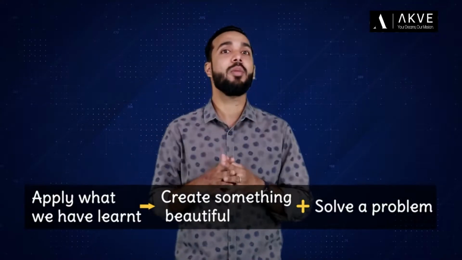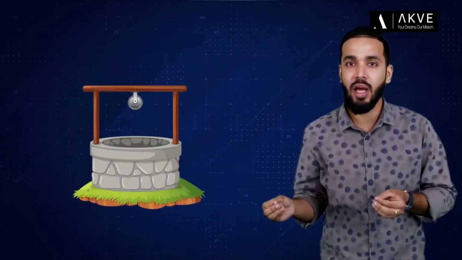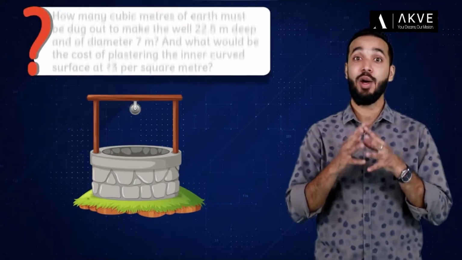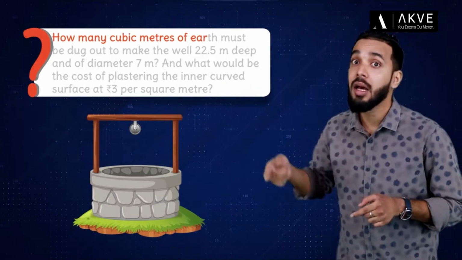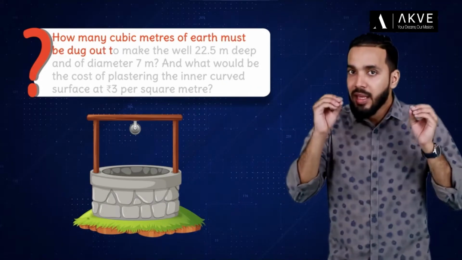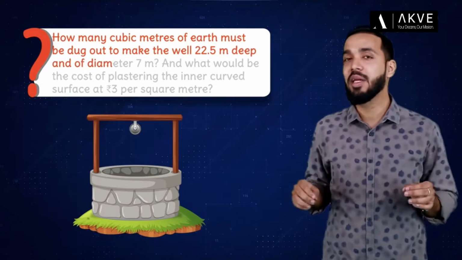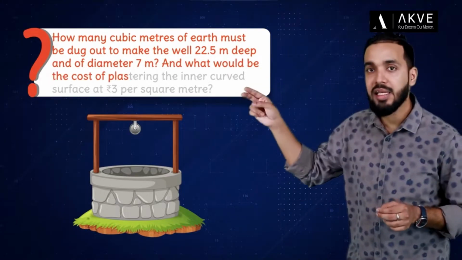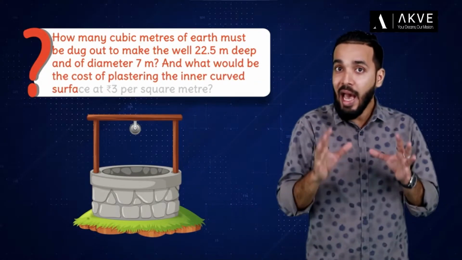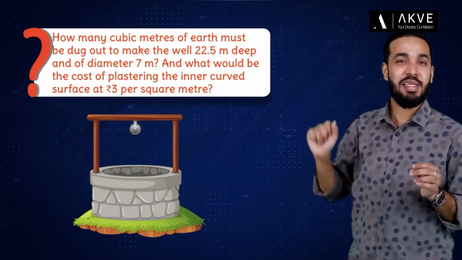I have one such problem curated just for you. Say you work in an NGO that has taken up the task of making a well for the benefit of the people in a rural area. Now, how many cubic meters of earth must be dug out to make the well 22.5 meters deep and of diameter 7 meters? And what would be the cost of plastering the inner curved surface at rupees 3 per square meter? Quite interesting a question, right?